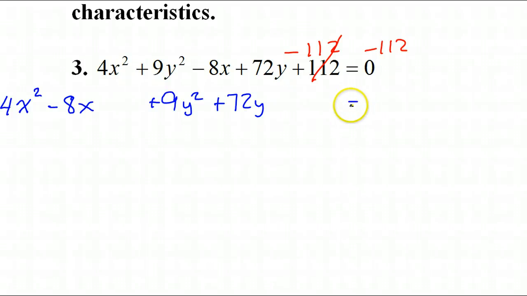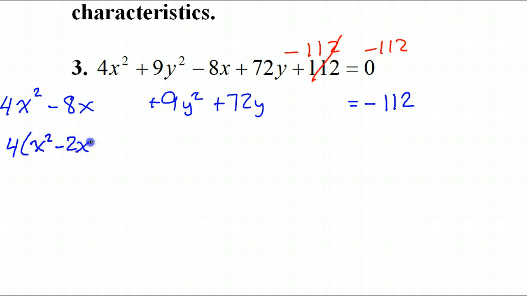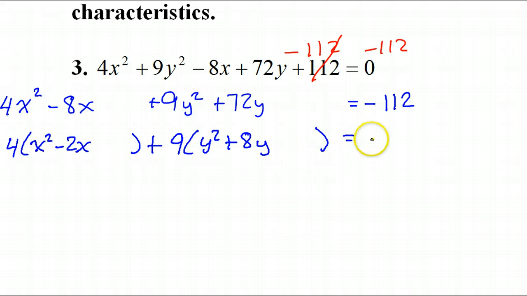For that reason, I'm going to have negative 112 over there. I still cannot complete the square just yet because it's 4 here. So what I need to do is pull that 4 outside of parentheses, and that's going to leave behind x squared minus 2x, leave a space. Same thing here, I'm pulling out the 9. That'll leave y squared plus 8y, leave a space, is equal to negative 112.